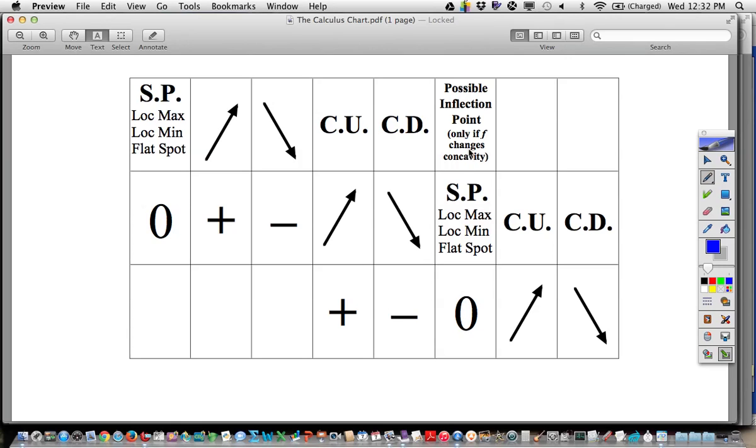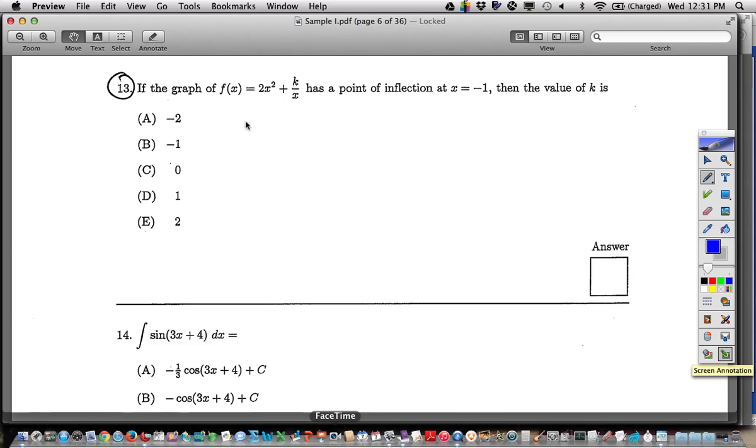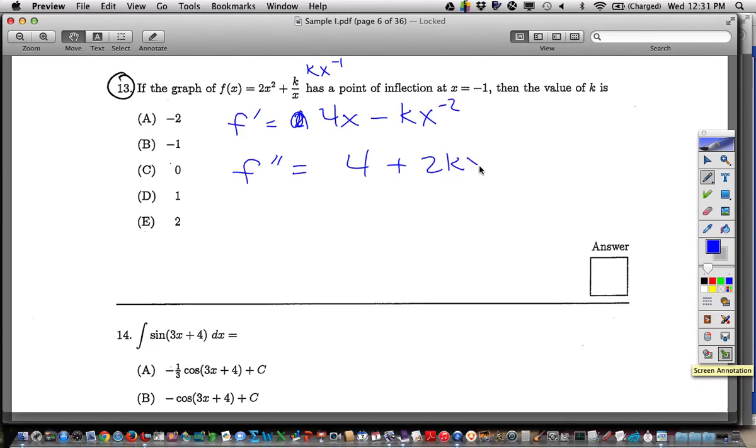Now, it's only truly an inflection point if we get a change in concavity, right? Okay, so we'd be looking for the second derivative here. So we're looking for this, that'd be 4x. What would this be? Kx to the negative 1. So that'd be negative kx to the negative 2. And then the second derivative would be 4 plus 2kx to the negative 3.